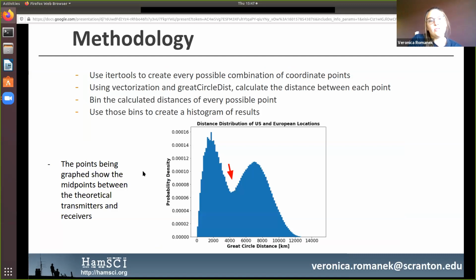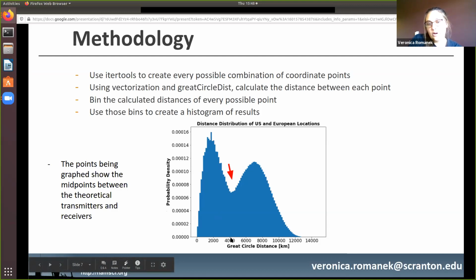So after that, I used itertools to create every possible combination of coordinate points. And then using vectorization and great circle distance, I calculated the distance between each point. And then I binned those calculations and I used those bins to create a histogram. And this is the histogram that shows the distance distribution of the United States and European theoretical locations. And you can see that on the y-axis, this shows the probability density, and on the x-axis, this shows the great circle distance.